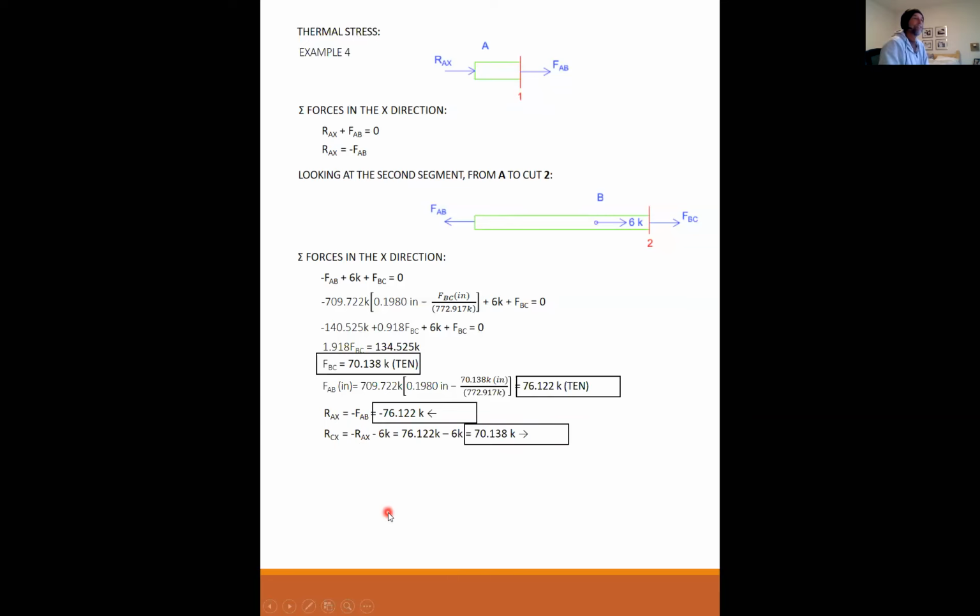And I box my answers, and there it is. So by reducing the temperature, what was it, 300 degrees or so, by reducing the temperature of a rod by 300 degrees, I have built into it 70,000 pounds in tension. That little 6 kips right there is a small portion of the overall load. Most of it is just the contraction of the rod. But you can see where the 6 kips comes in here and some change.